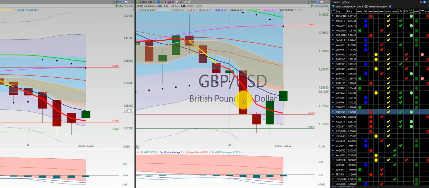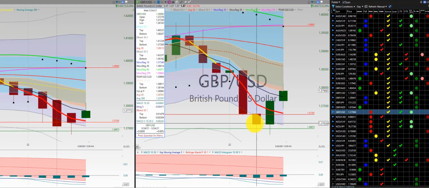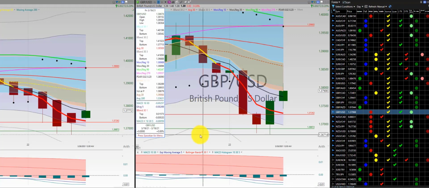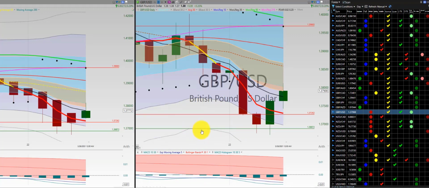British pound, US dollar. Here we had an initial trade, and I used not the Heikin-Ashi Z3, but the Z3 here, excursion for the target. Hit the target on a 1-2. No further trade for the rest of the week.